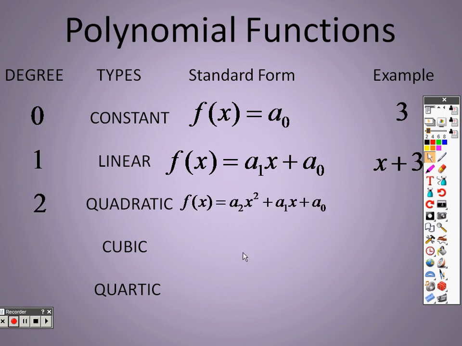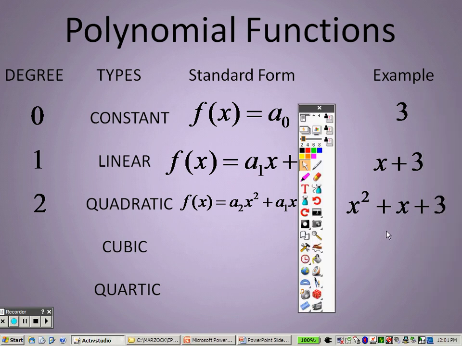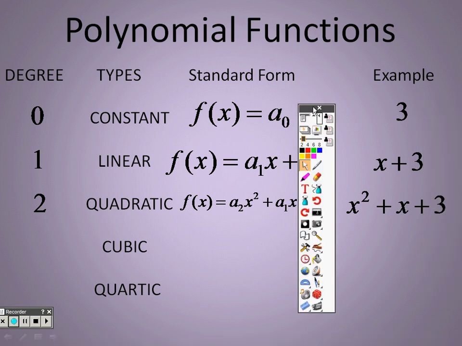Quadratic, which we've most recently been hitting on now. Notice how there's a little 2 there for squared. Quadratic, the degree is 2. An example of that would be something like x squared plus x plus 3.